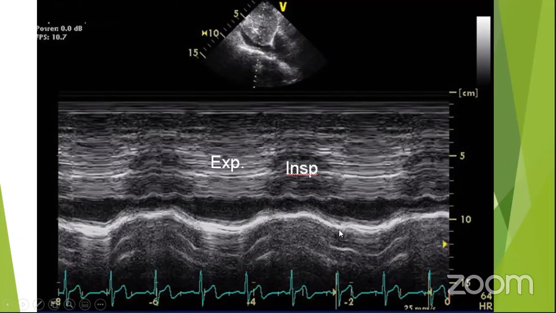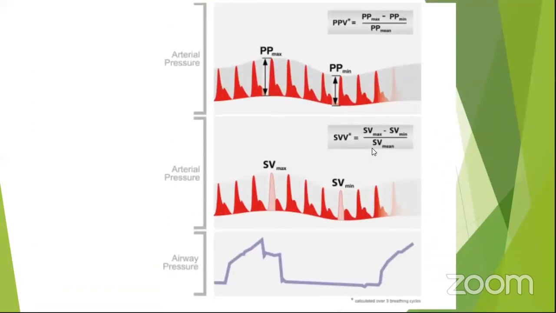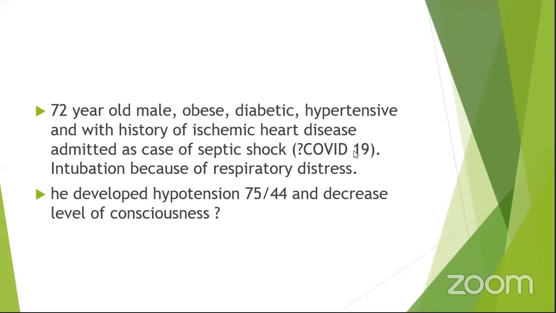There is the collapsibility index. It should be more than 18, or simply we can say it collapses more than 50%. You just measure the maximum diameter and the minimum diameter. It should be more than 50%. If the patient has arterial blood pressure or advanced monitoring, we can calculate the variation, but because this is advanced, we will proceed.